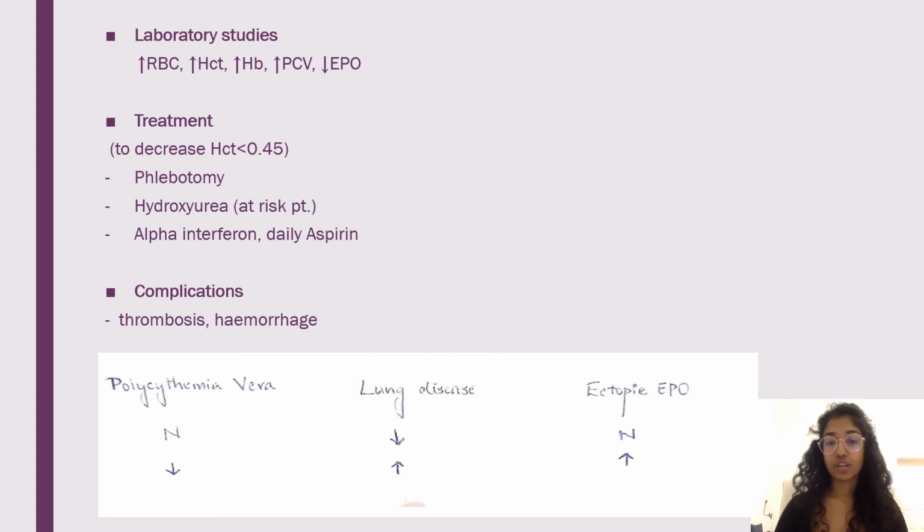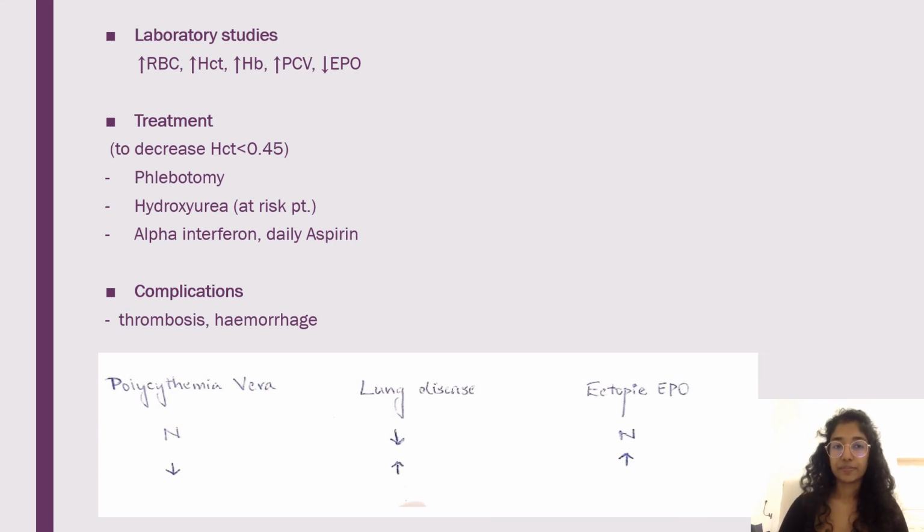Laboratory studies in order to diagnose polycythemia vera will show the presence of increased amounts of red blood cells, as well as an elevation in hematocrit, as well as hemoglobin and peripheral corpuscular volume. You'll also have a decrease in erythropoietin, or EPO, because in polycythemia vera, the proliferation of red blood cells is neoplastic and it is not dependent on EPO levels.